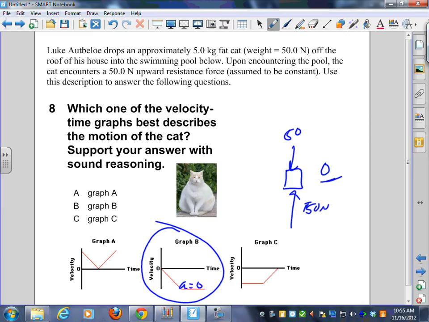His acceleration is 0. Now, does this happen in real life? Probably not, okay? But what's likely happening in real life is that this 50 newtons is more like probably 150, right? And the cat slows down. We all know that when you jump in the water, you slowly sink to the bottom, right? But I didn't say that. I gave you the values. I said 50 newtons down and 50 newtons up.